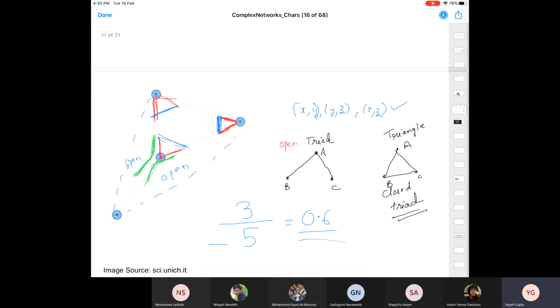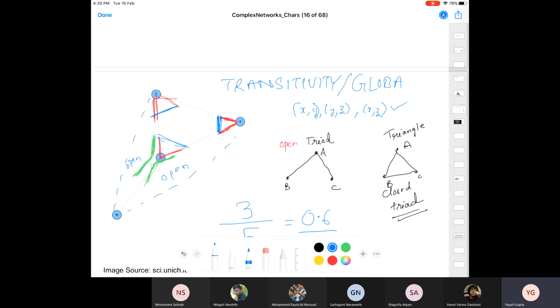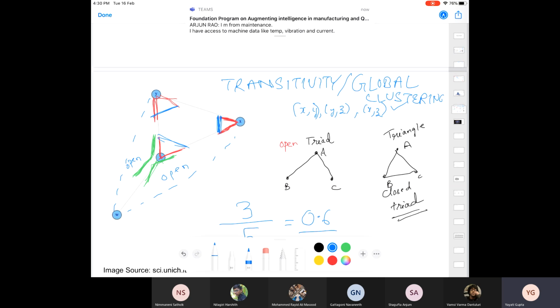So this thing over here is called transitivity, or it's also known as global clustering sometimes. A cluster is what? A cluster is when things connect to each other and make a cluster. Right? So this is called global clustering. How much your network is clustered when you look at it globally. Tomorrow we'll look at local clustering.